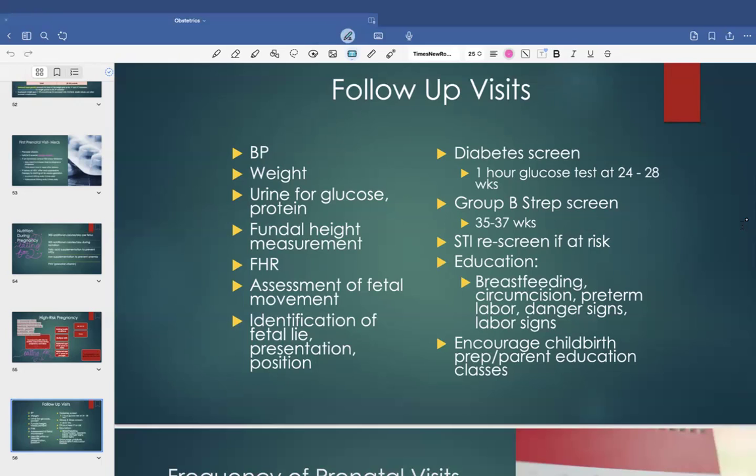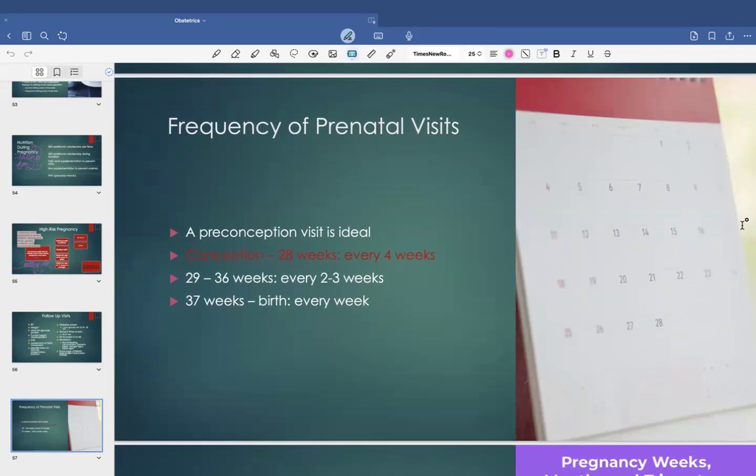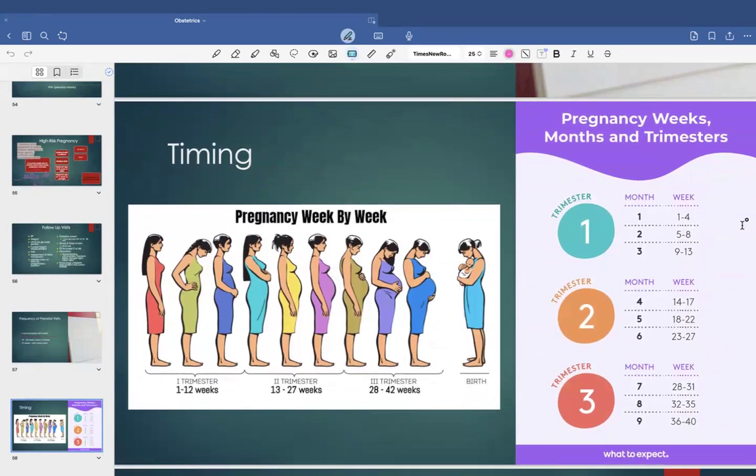All right, so again, like I said, we're going to see this frequently. Frequency of prenatal visits, conception to 28 weeks: we're seeing mom about every 4 weeks. So we're going to talk about timing. In the medical world, we use weeks. Months is more of a layman's term, like 4 months or 5 months. In medical, when you're on your site, you're going to be talking in terms of weeks.